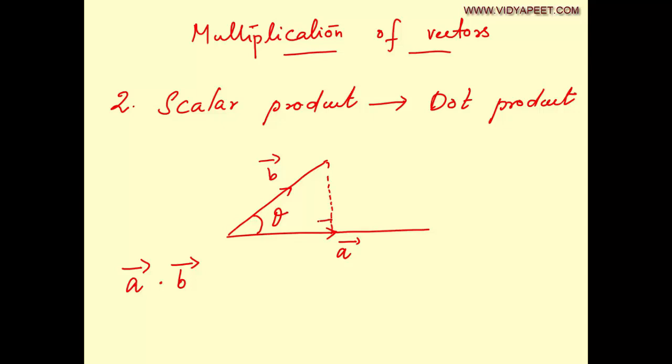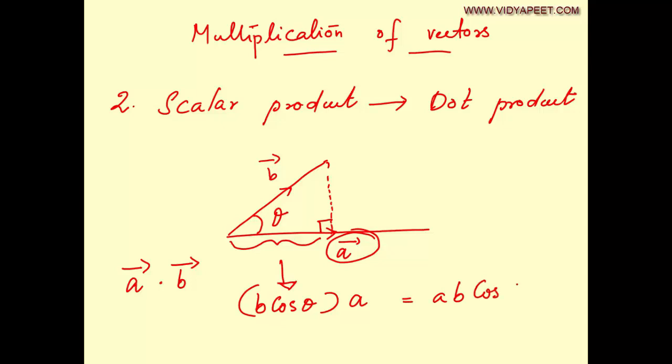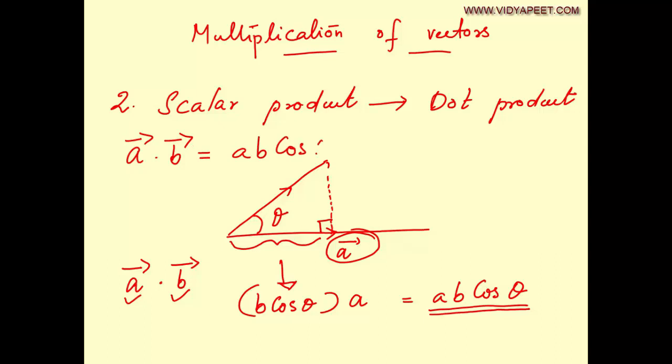So this forms a right triangle, and this projection will be nothing but B cos theta. And now I take B cos theta, then multiply it by the length of vector A, which is A. So I will get A B cos theta. Remember, we take only the magnitude of vector A and the vector B, and the result will be a scalar. So this kind of multiplication is what you call a dot product. So if you take two vectors A and B, its dot product will be a scalar whose magnitude will be A B cos theta.